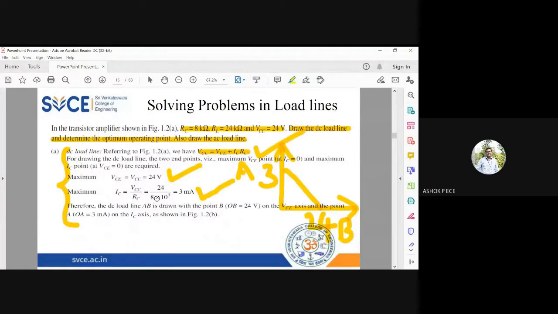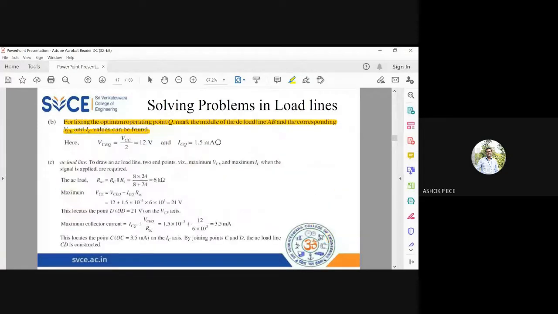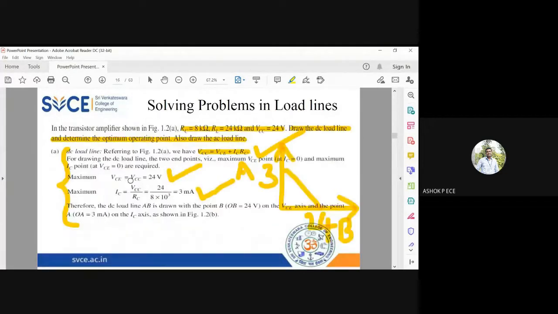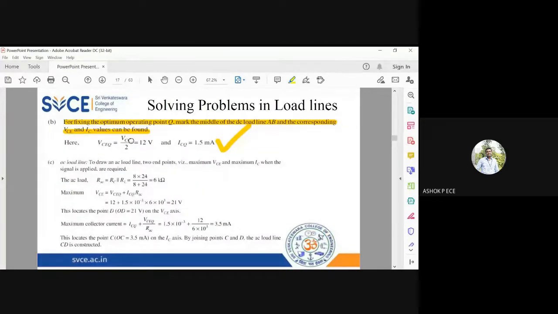IC value you got 3 milliamperes, 3 by 2 is 1.5 milliamperes, and VCE you got as 24 volt. So maximum voltage by 2, 24 by 2, is 12 volt. So this is going to be the DC load line. From the DC load line, we are getting the operating point of your transistor.